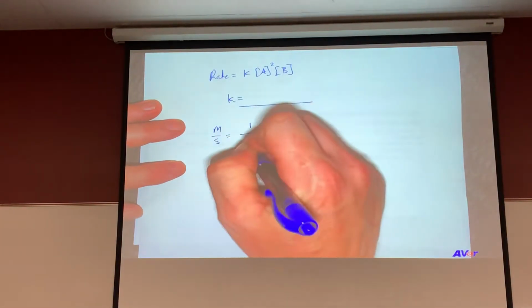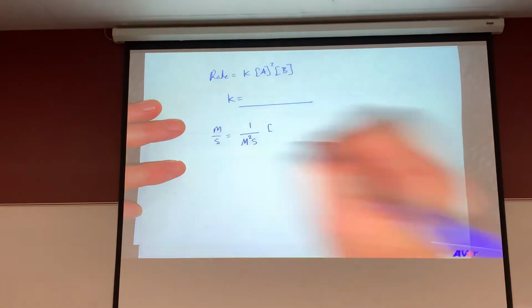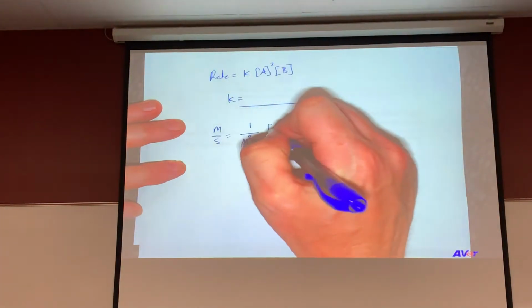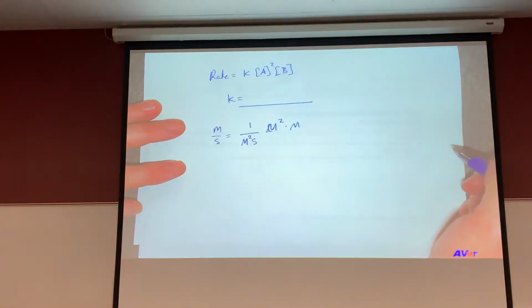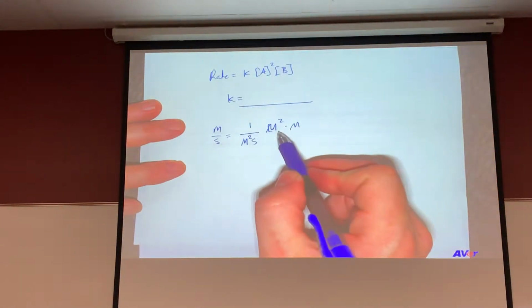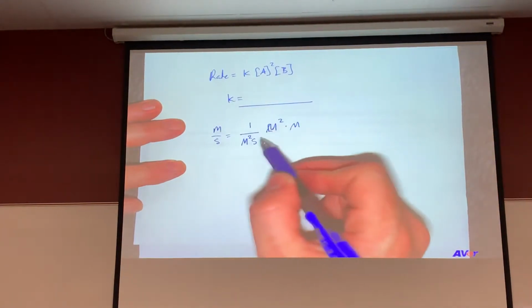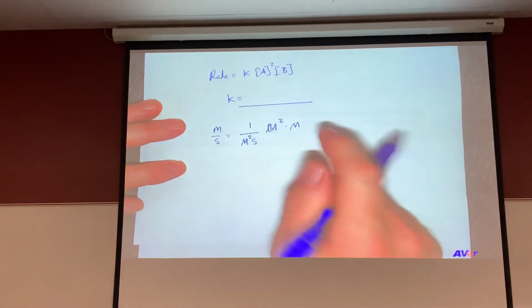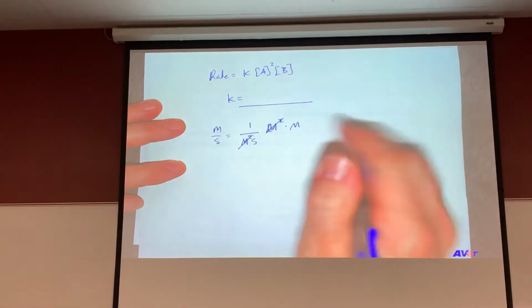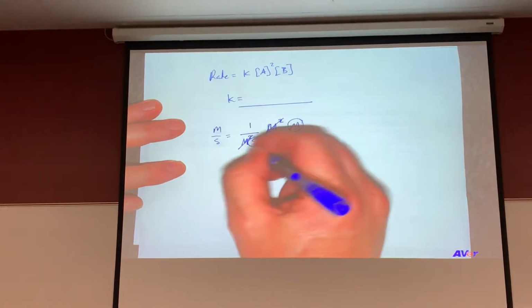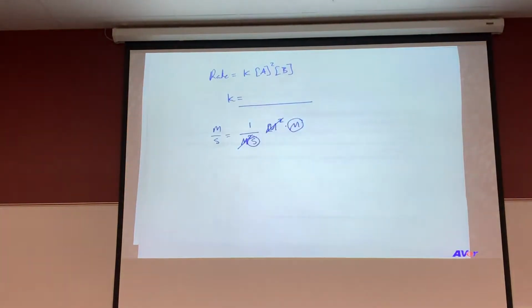So 1 over molarity squared seconds. Because this is going to be molarity squared times molarity. And you want to make sure that 2 of those molarities disappear so that you have seconds on the bottom, molarity on top. So this would cancel, and you've got molarity on top, seconds on bottom. Okay.